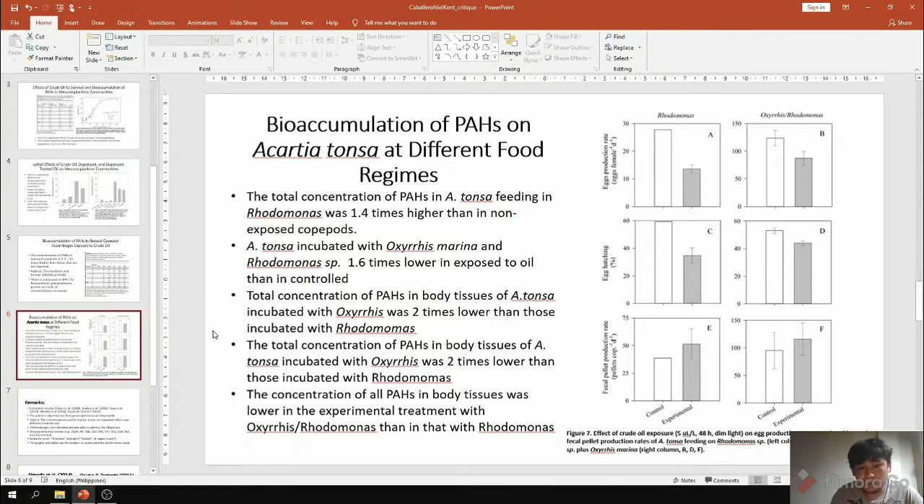So for the results of this experiment, the bioaccumulation of PAHs in Acartia tonsa at different food regimes is as follows: the total concentration of PAHs in A. tonsa feeding on Rhodomonas was 1.4 times higher than in exposed copepods.